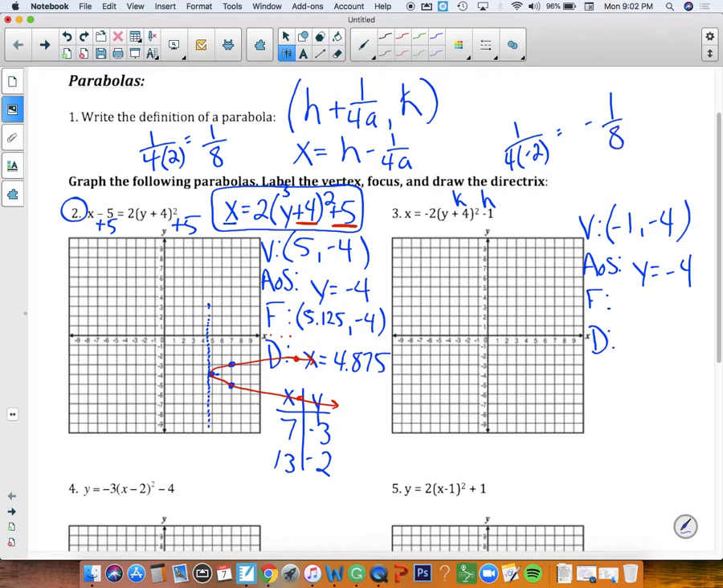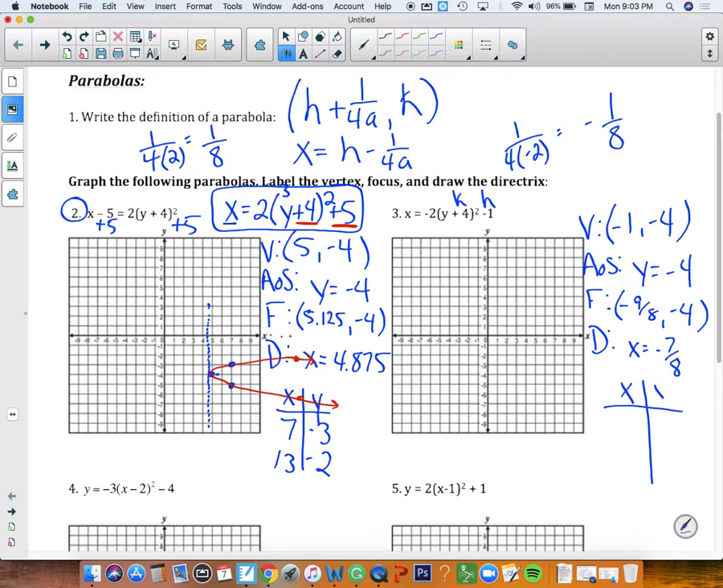So for the focus, we're going to add a negative 1/8 to the x value. Okay, so this would be negative 1 and 1/8, or negative 9/8, comma, negative 4. And my directrix will be the other way, so it'll be an x equals negative 7/8. All right, so that's the information we need for all the extra pieces.